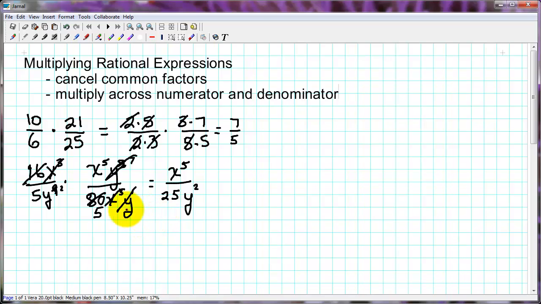Now let's look at ones where instead of having single monomial terms we have expressions. So let's look at our third problem here. Let's look at x minus 3 over 2x minus 8 times 6x squared minus 96 all over x squared minus 9.